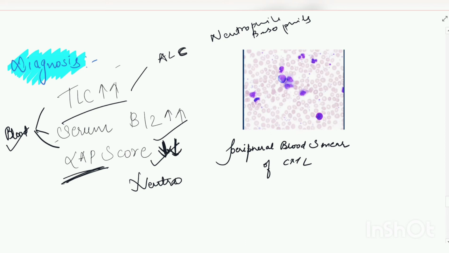Now let's see the peripheral blood smear of the CML patient. You can appreciate that this is a basophil, right? And these are the myelocytes, myeloblasts. These are myelocytes. This peripheral blood smear basically shows different stages of WBCs. These are myelocytes, these are myeloblasts, and these are neutrophils, if you can appreciate. So peripheral blood smear will show different stages of immature WBCs.